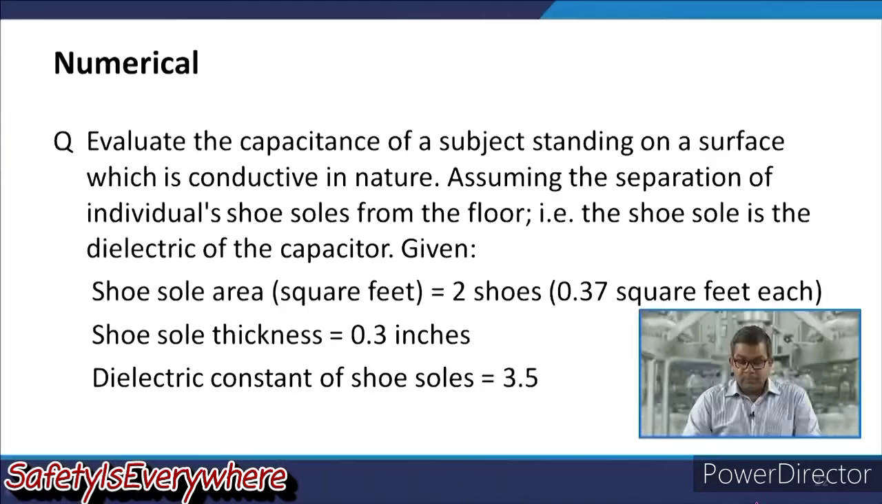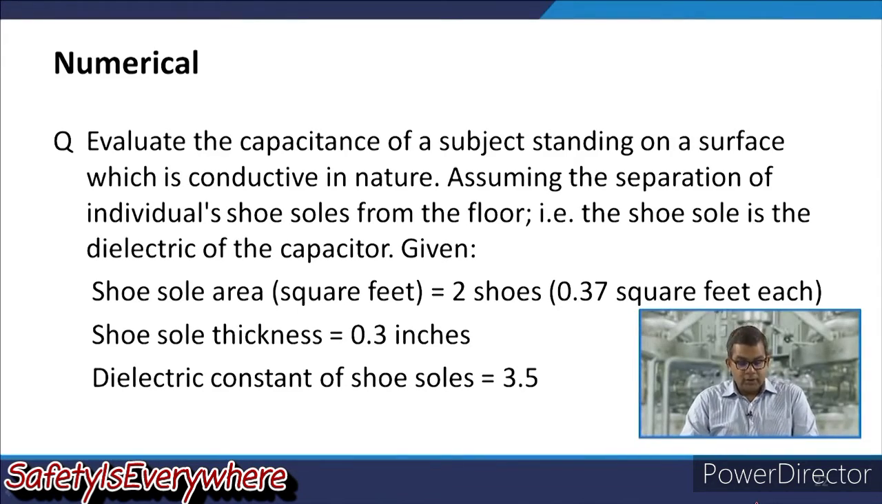In this numerical example, you need to calculate the capacitance of a subject standing on a surface which is conductive in nature. Assuming the separation of individual shoe sole from the floor, the shoe sole is the dielectric of the capacitor. You are given the shoe sole area, 2 shoes, 0.37 square feet each. Shoe sole thickness is 0.3 inches and the dielectric constant for shoe sole is 3.5. Let us calculate the things.